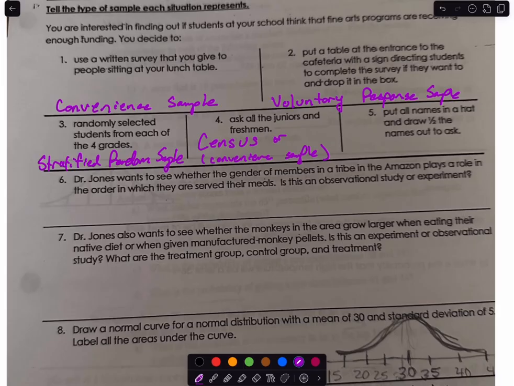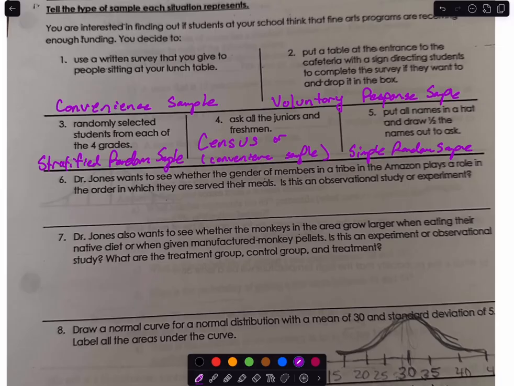That seems random. A simple random sample. Every name has an equal chance of being drawn. All right, so a simple random sample. Every name has an equal chance of being drawn. And then this is an observational study.